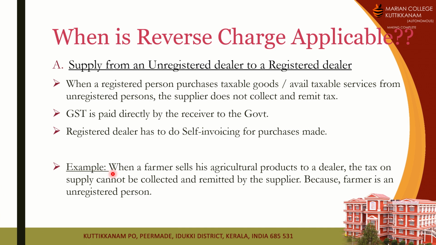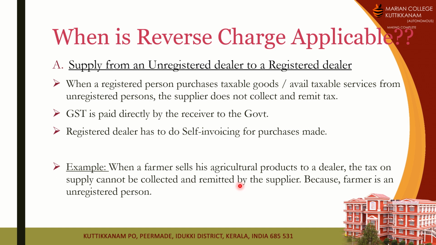So here we have an example. When a farmer sells his agricultural products to a dealer, the tax on supply cannot be collected and remitted by the supplier because the farmer is an unregistered person. Okay, so here we have an unregistered person, that is the farmer, and a registered person. Suppose imagine that the registered person is you yourself. Okay, so the transaction happens between the farmer and you yourself. Here the farmer is an unregistered dealer and you are a registered dealer.